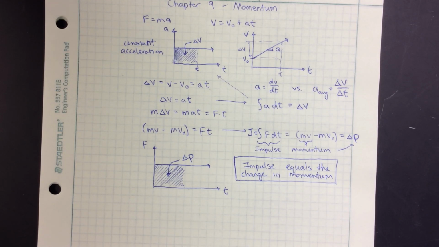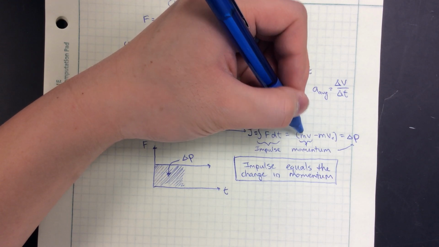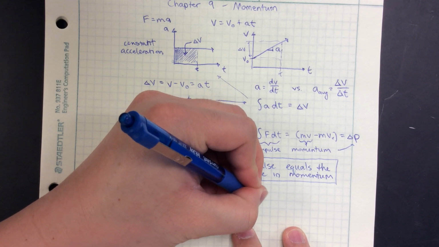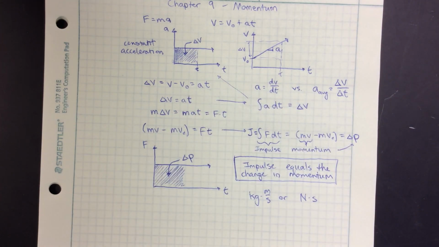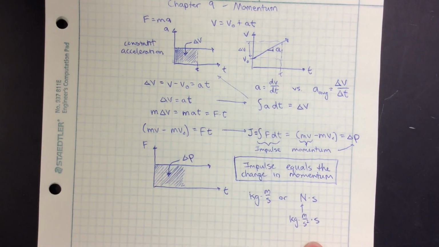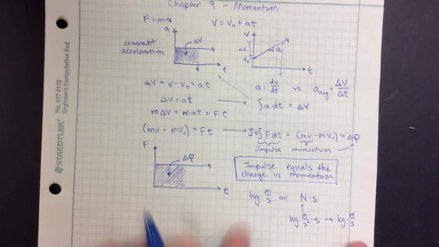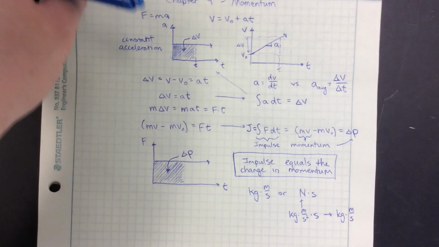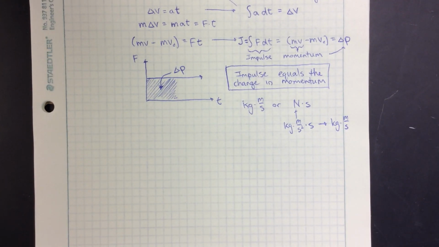Taking a look at the units, if you have kilograms times velocity, so kilograms times meters per second, you can either have kilogram meters per second, or sometimes it'll be a Newton second. A Newton second tends to be pretty common. If you're not sure why it's also a Newton second, a Newton is a kilogram meter per square second. So if you multiply the square second with the second, that gives you kilogram meter per second. They're the same thing. All right, any questions so far?